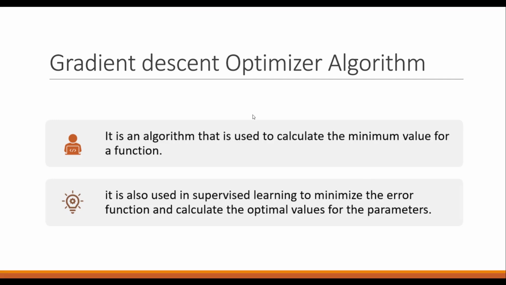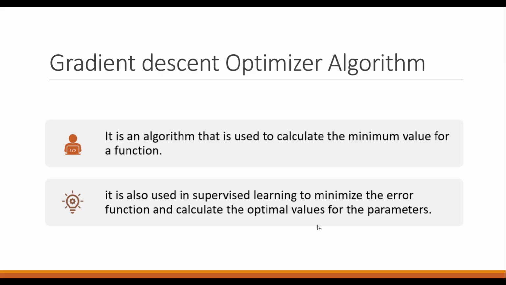So basically it is an algorithm that is used to calculate the minimum value for a function, and it is also used in supervised learning to minimize the error function and calculate the optimal values for the parameters. We have to calculate the minimum value for a function, and the gradient descent algorithm discovers what should be done to minimize the loss function using partial derivatives, like adding a number such as 0.8 and subtracting a number such as 0.28. So in gradient descent we start with a random guess and then move to the correct or exact answer. In gradient descent, parameters are optimized.